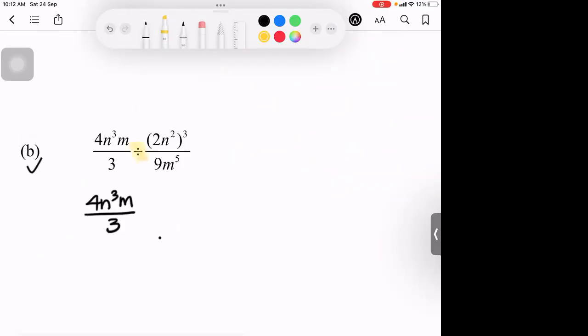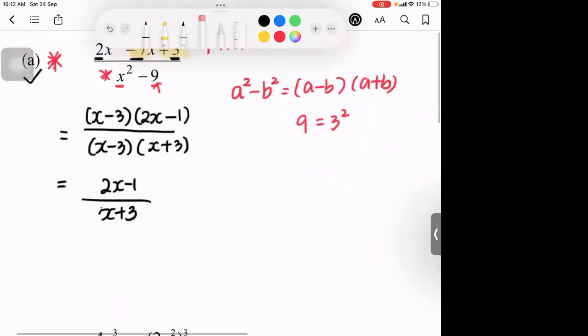This one is division. We change the division to, oh, you didn't finish.